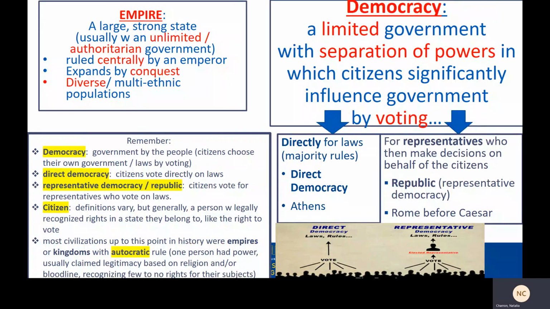First, we need to remember some key definitions. And we need to remember these because Rome transitioned from being a representative democracy, a republic, to becoming one of the biggest empires the world had ever seen. So remember, a democracy is a limited government with separation of powers in which voters significantly influence the government. They can do that by voting directly for laws in the case of direct democracies, and we saw an example of that with Athens, or they can do that by voting for representatives who then make decisions on their behalf. This form of government can be called a republic or a representative democracy, and that is what Rome was before the rise of Julius Caesar.